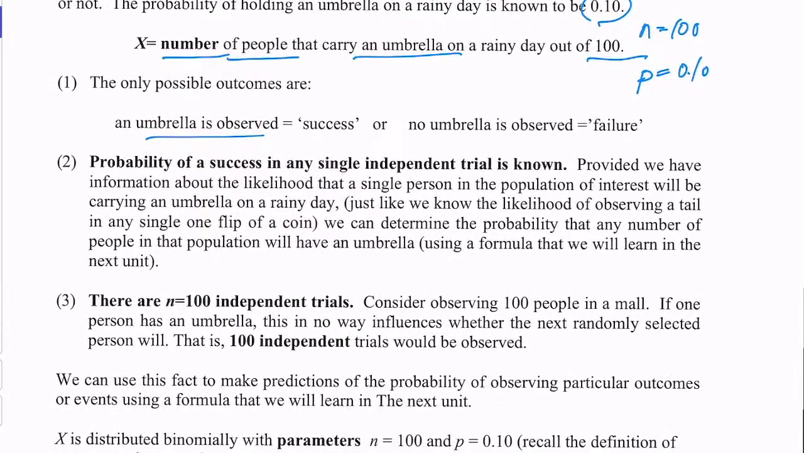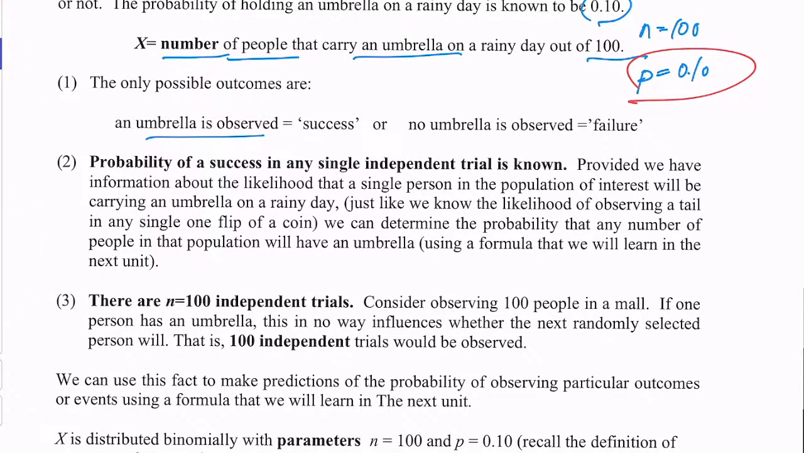The second criterion is knowing the probability of success, which we know as 10%. So p is known to be 10%. And finally, there are independent trials. That means from person to person, the chance stays the same that the next person is going to have a 10% chance of holding an umbrella.